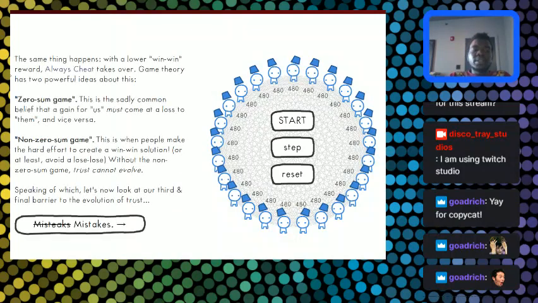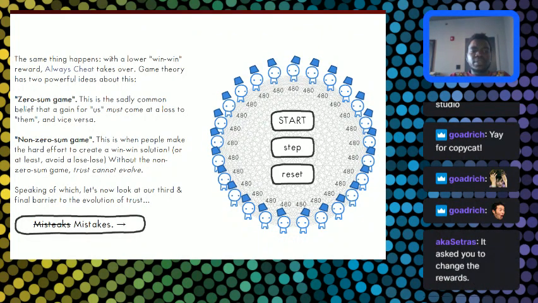So the same thing happens. With a lower win-win reward, always cheat takes over. Game theory has two powerful ideas about this. Zero-sum game: this is the common belief that a gain for us must come at a loss for them, and vice versa. Non-zero-sum game: this is when people make the hard effort to create a win-win solution, or at least avoid lose-lose. Without the non-zero-sum game, trust cannot evolve.